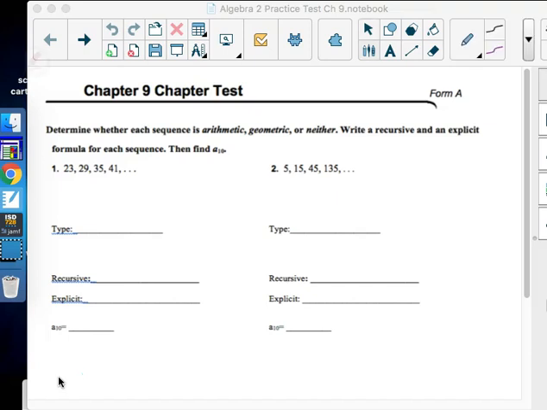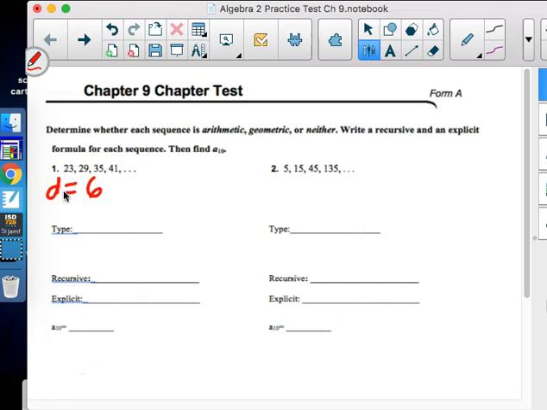So first things first, let's look at number 1. What do you think? Are they adding the same thing every time, or are they multiplying? They're adding? What are they adding? They are adding 6. So what kind is that? Arithmetic.